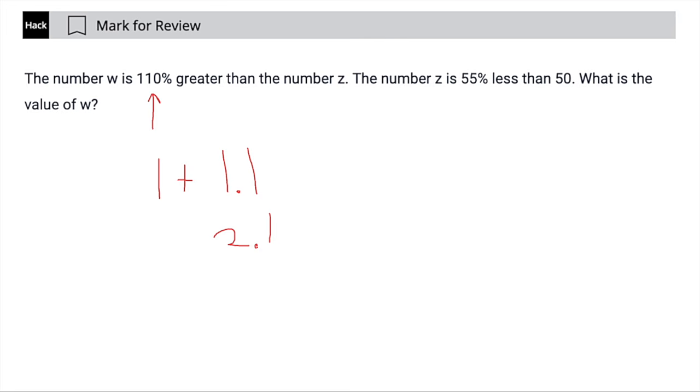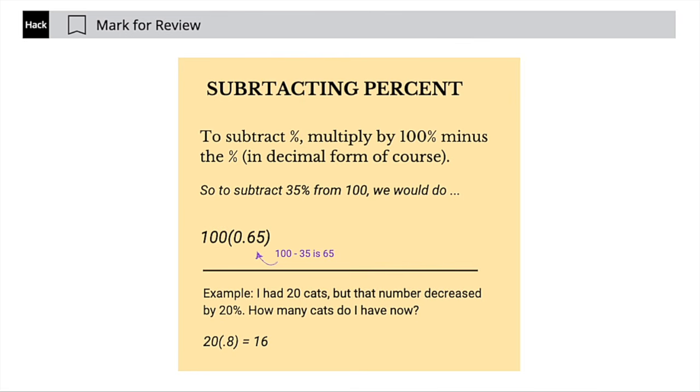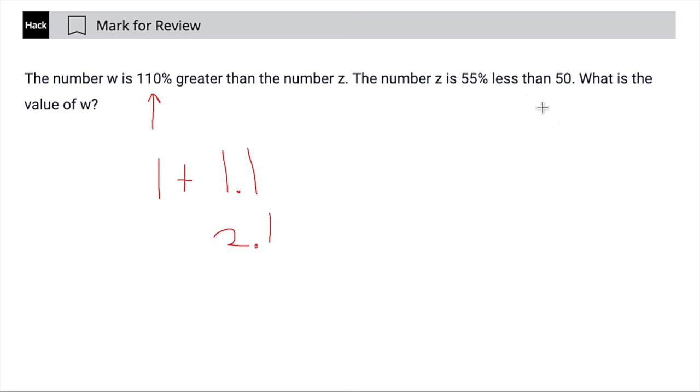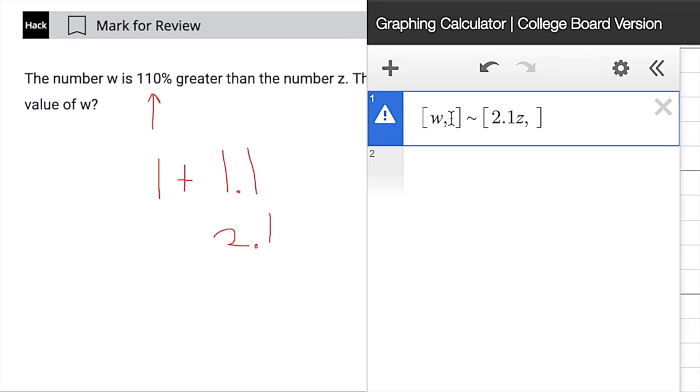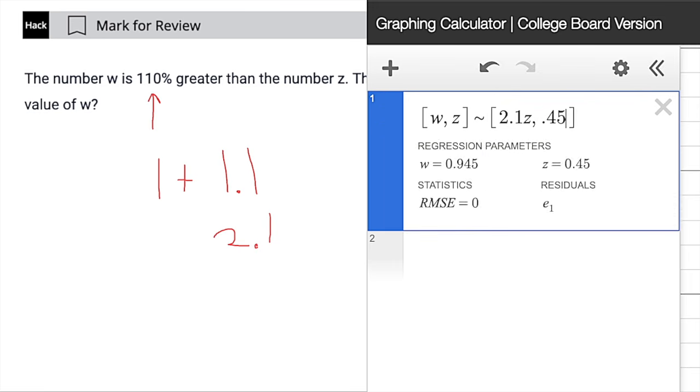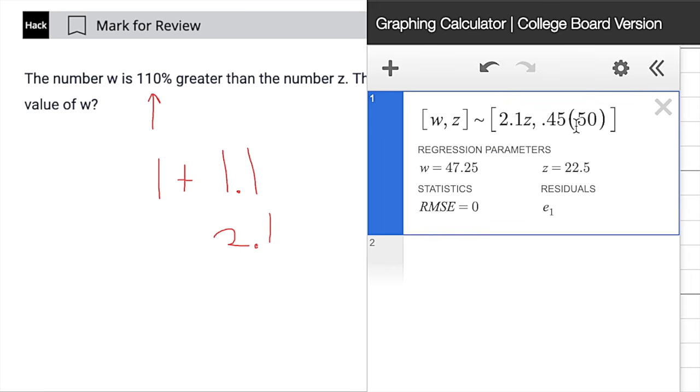And then our next equation is Z is 55% less than 50, which brings us on to subtracting percentages. To do this, you take whatever you're going to subtract from 100 and convert it into decimal form. So if we wanted to subtract 35%, we would multiply by 0.65, since 1 minus 0.35 is 0.65. So for this one, 55% less would be 0.45, since 1 minus 0.55 is 0.45. So back to Desmos, we have Z is 0.45 times 50. Again, that's 55% less than 50. And then our answer for W is 47.25.